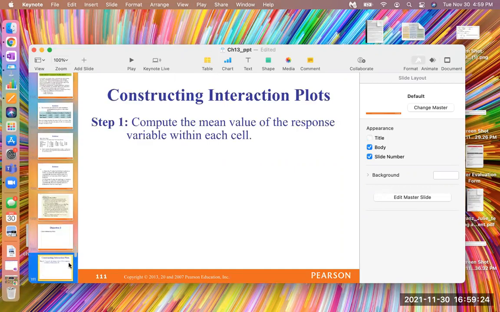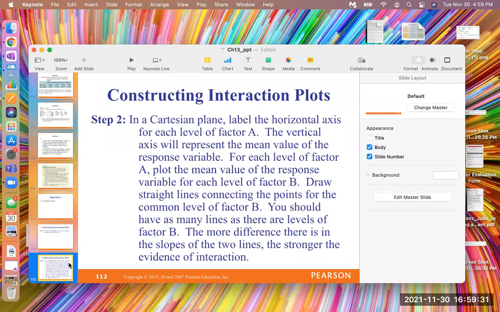And so what you do is you compute the mean value of the response variable within each cell. And then you label the horizontal axis with each level of factor A, and the vertical axis will be the mean value of the response variable for each level of B. For each level of factor A, you plot the mean value for each level of factor B and draw lines to connect the common levels of B. The number of lines should be the number of levels of factor B.